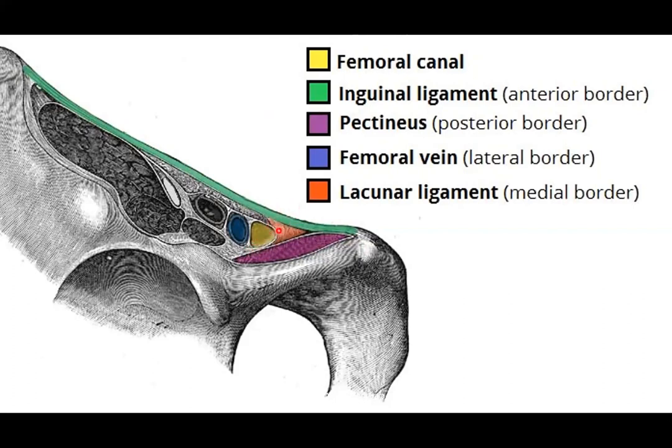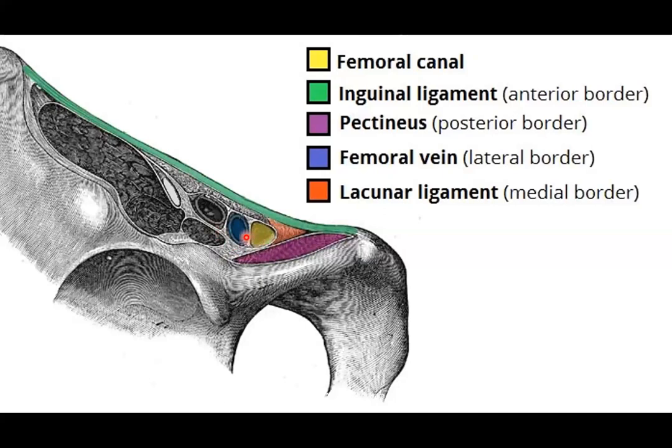And this orange one, can you see this one? The femoral hernia would pass through the canal right here, all the way from the peritoneum to the femoral canal. And you can see the lacunar ligament, the one that would make so much compression on the hernia, it would strangulate the blood vessels.